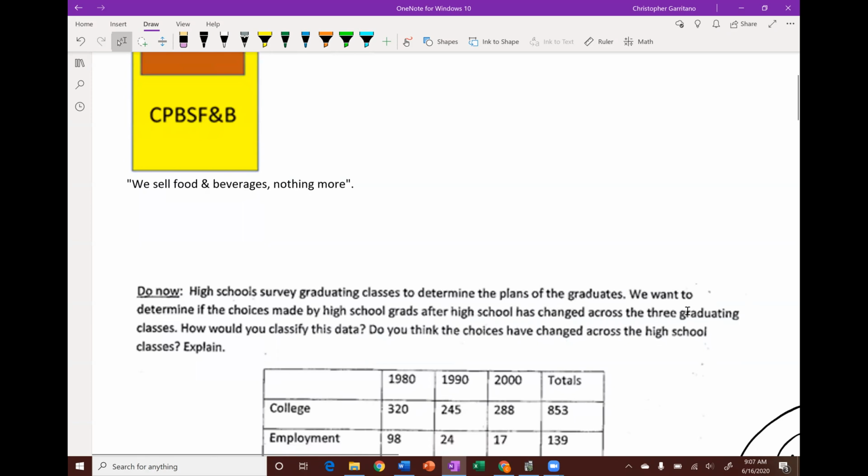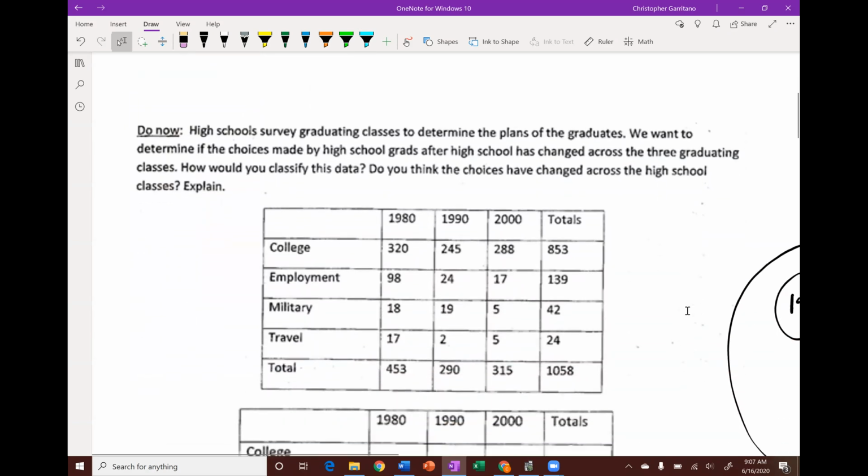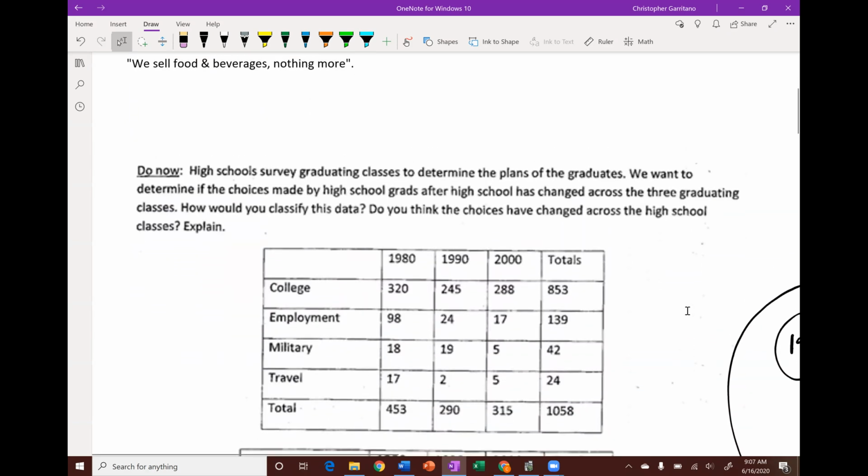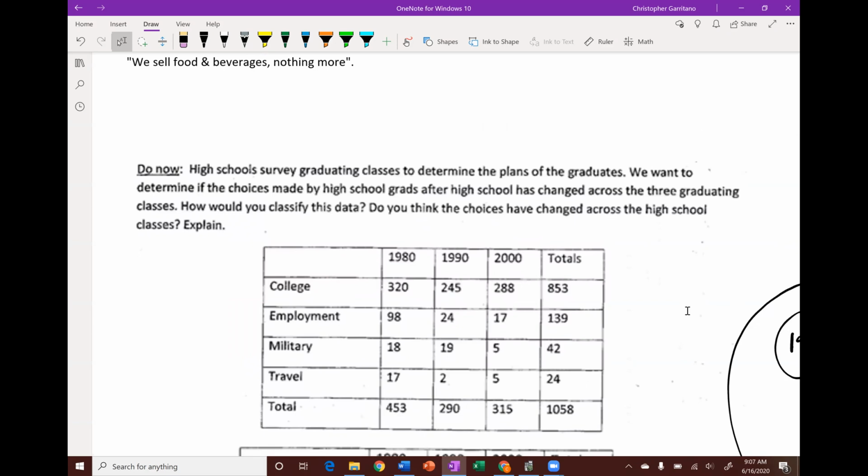So let's motivate this topic with this question. High schools survey graduating classes to determine the plans of the graduates. We want to determine if the choices made by high school grads after high school have changed across the three graduating classes specified here. So that's 1980, 1990, and 2000. How would you classify this data? Do you think the choices have changed across the high school classes? Explain.